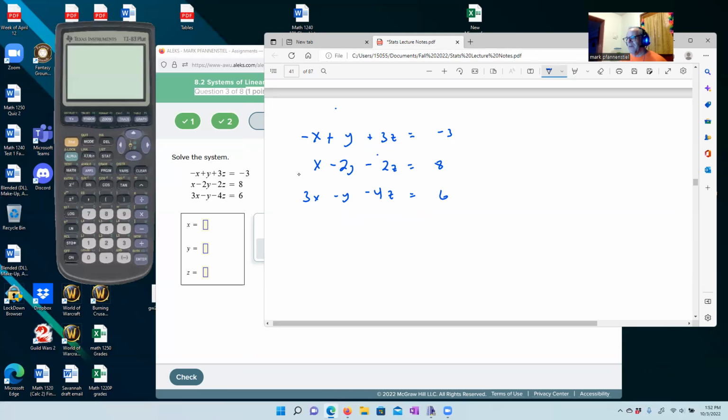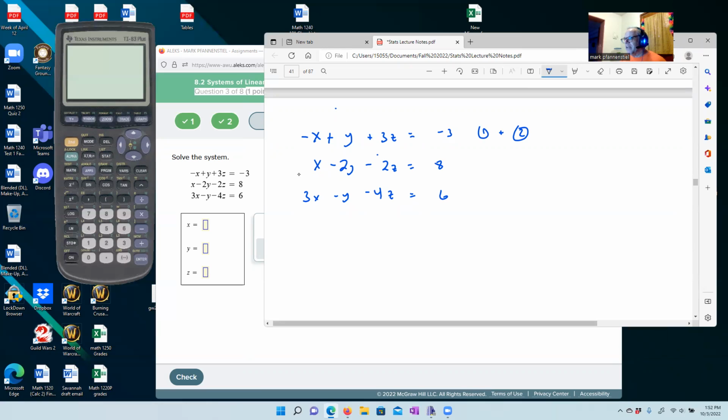So the goal here is I want to put this in upper triangular. I want to X out the x's on both of these equations. I'm just going to do it one at a time because we're learning. So I'm going to take my equation 1 and add it to my equation 2. I don't have to do anything else, because when I add equation 1 to equation 2, these x's are going to disappear.